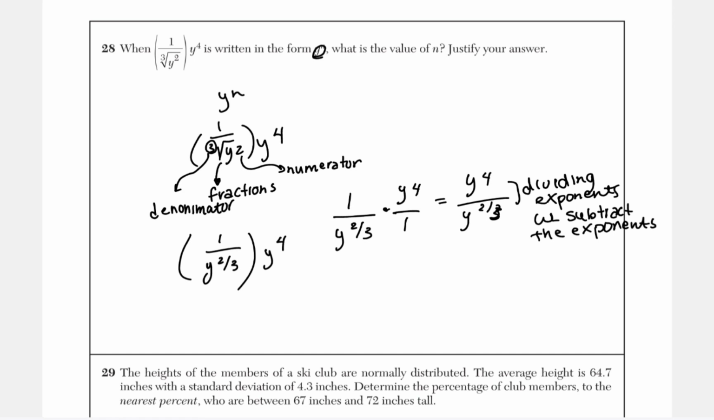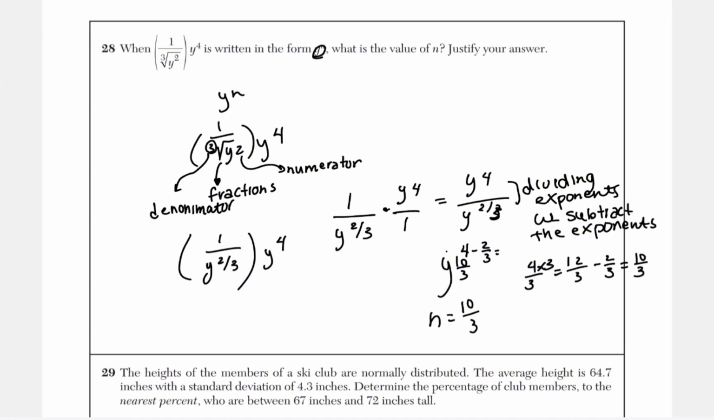So here, y stays the same because y divided by y is just y. And our n is going to be 4 minus 2/3. And obviously, we make a common denominator. We need a common denominator of 3. So that would be 12 over 3 minus 2 over 3, which would be 10 over 3. So our n equals 10 over 3.